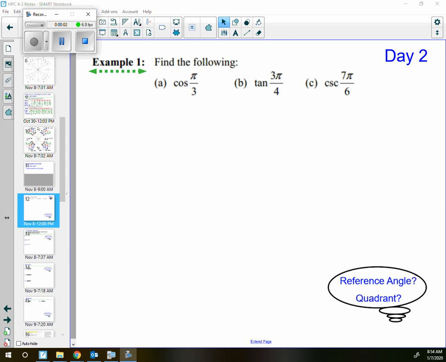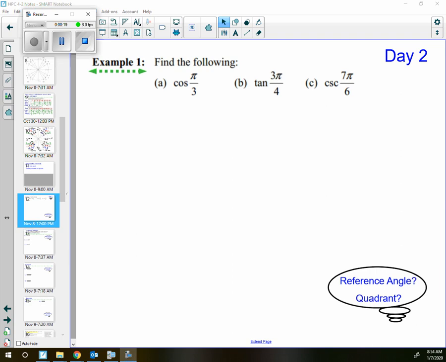Okay, this is section 4.2, day 2. We're filling in some more information about the unit circle and practicing with that. So we're going to get rolling right away. Make sure you have your unit circle sheet handy so you can be checking along as you're working today.